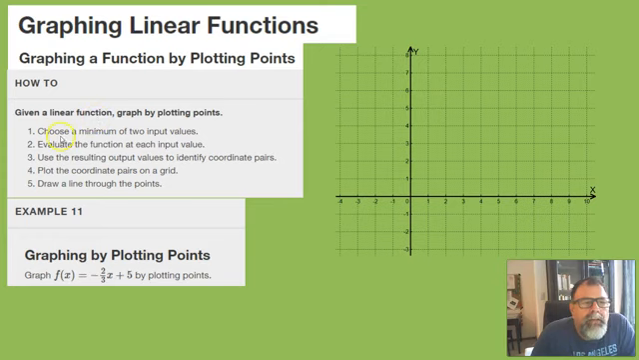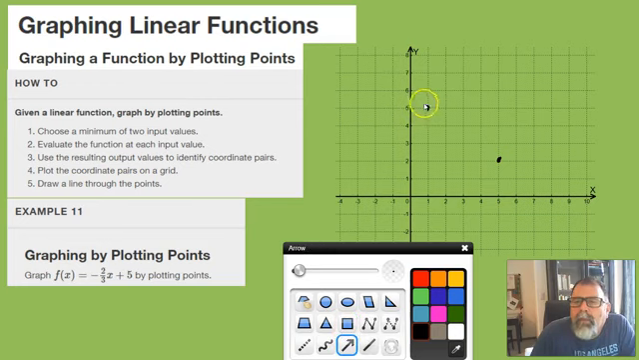So the technique is, first you're going to choose a minimum of 2 input values, evaluate the function at each of those input values to find the output value, use the resulting output value to identify the coordinate pair. So we're basically finding 2 points. Plot the coordinate pairs on the grid, and then draw the line through the points. So geometry, we know 2 points determine a line, and then you can draw the line through it. So for instance, if I were to put a point right here and a point at, say, 5, 2, that determines a line, and then I can draw the line through it.